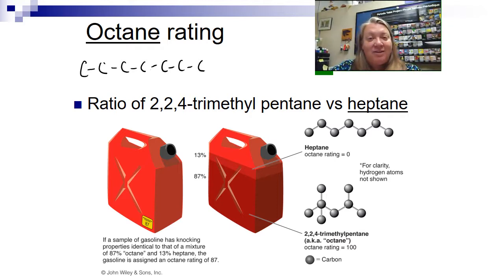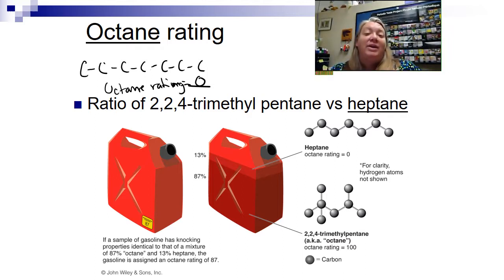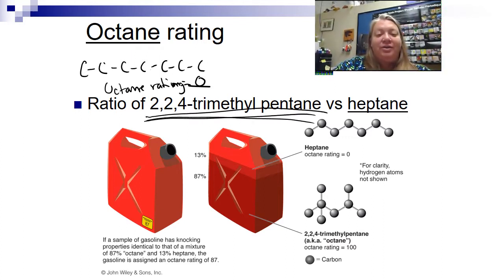Now, heptane does horrible as a fuel. The engines do not like heptane. So its octane rating is a 0. Then they went and they found a hydrocarbon that works really good in the engines at that point, and that was called 2,2,4-trimethylpentane. Oh, that's a good one. Let's see if we can write this one out.